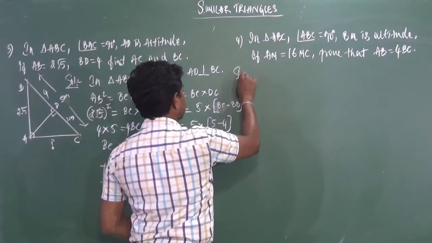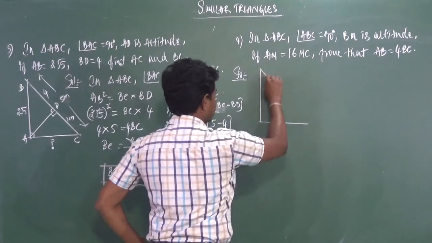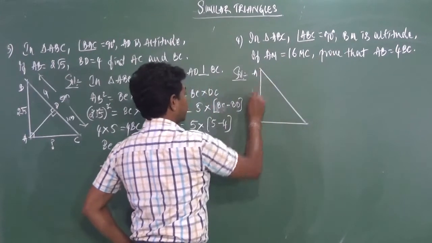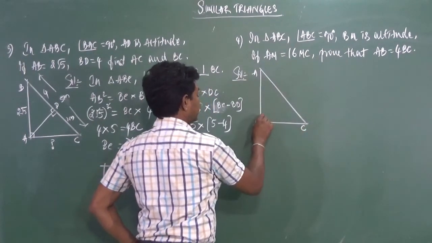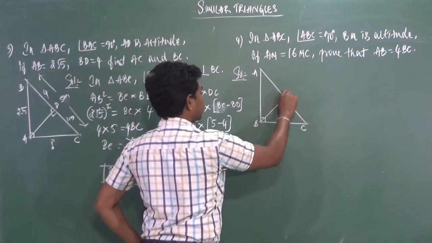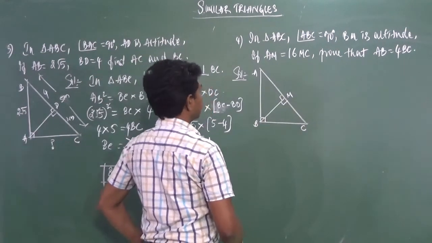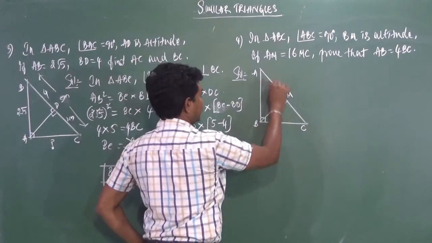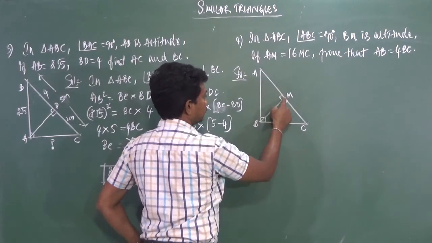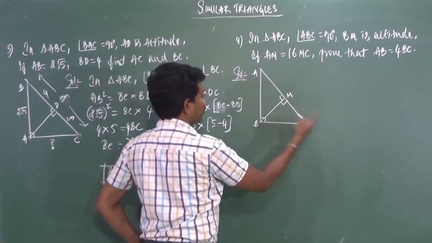So we will go with the solution for this. It's a very simple rider. So this is the triangle. In triangle ABC, angle ABC is 90, so we will take angle ABC is equal to 90 degrees. BM is the altitude, that is perpendicular. If AM is equal to 16 MC, that is, AM length is 16 times the length of MC, then prove that AB is 4 times the length of BC.